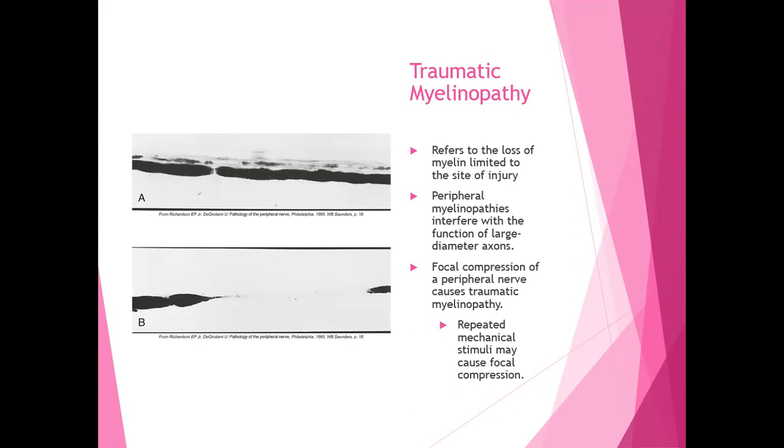Repeated mechanical stimuli like excessive pressure, stretch, vibration, and or friction may cause focal compression. And there's a sequence of events that follows that produces that traumatic myelopathy. So the nerve compression decreases axonal transport and blood flow in the epineurium. Decreased blood flow causes edema of the connective tissue. Edema further restricts blood flow and axoplasmic flow that interferes with axon function, despite the axon being physically intact. The connective tissue thickens and develops scar tissue and causes myelin damage.